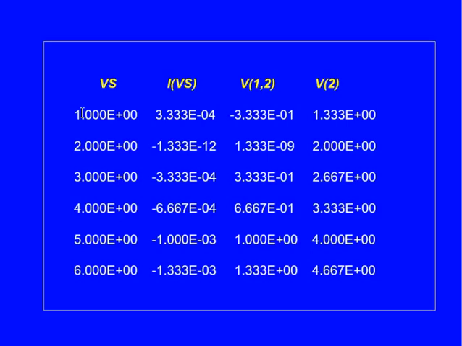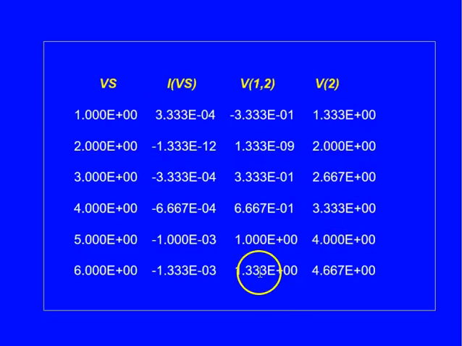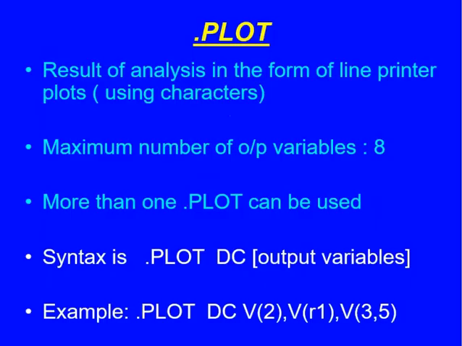from 1 unit time to 6 unit time, that is, a step size of 1 unit time. This will be the output of this program. This will perform the DC analysis in this circuit. That is, the .print command will print the outputs. Next we will see the .plot command.